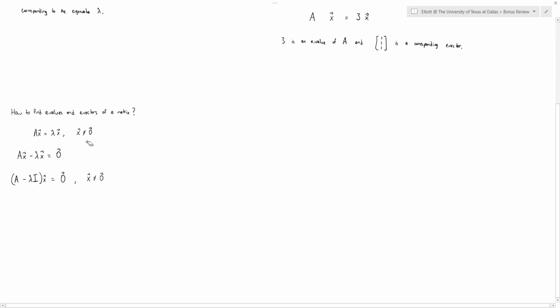So keeping in mind that x was a non-zero vector, and we have A minus lambda I times x being equal to 0. This tells us that the null space of A minus lambda I is non-trivial, because we have a non-zero vector x in the null space of this matrix. And if the null space of a matrix is non-trivial, that is equivalent to saying that your matrix is not invertible. So this matrix A minus lambda I turns out to be singular, or not invertible.